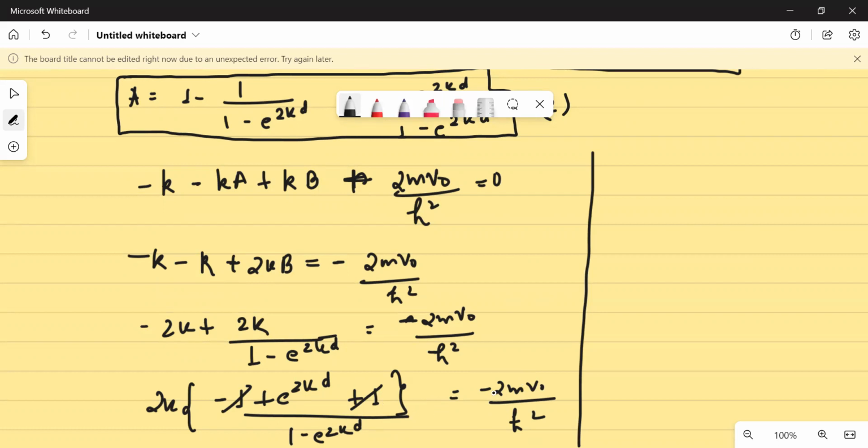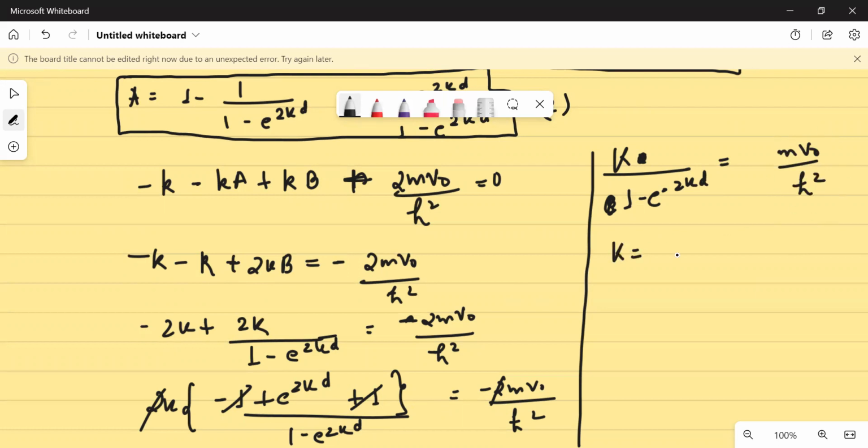Or what I can do is this 2 gets cancelled. Forget about this. Now you have a k here, and 2kd, just divide it and take a negative. So take a negative and divide it. So I think I will get k upon e to the power, no, sorry, you will get 1 minus e to the power minus 2kd is equal to mv naught upon h cut square. Is that clear? I don't think there is an issue till now. Yes sir. Yes, right sir.